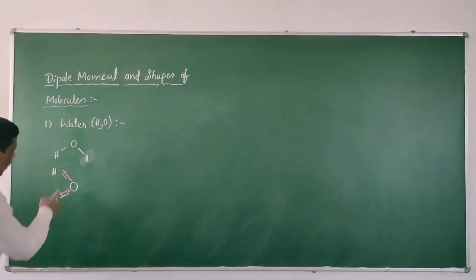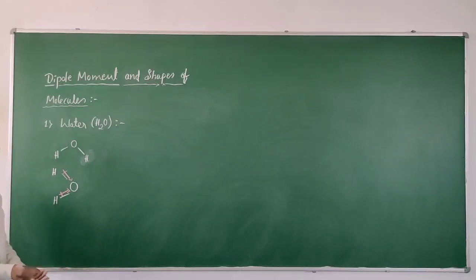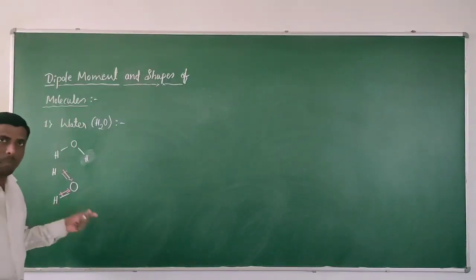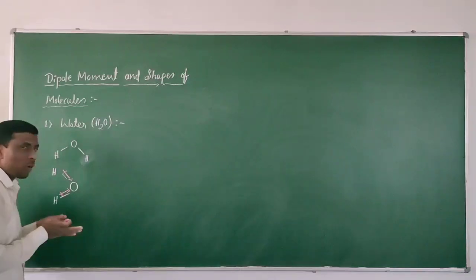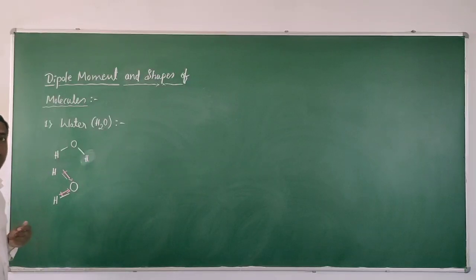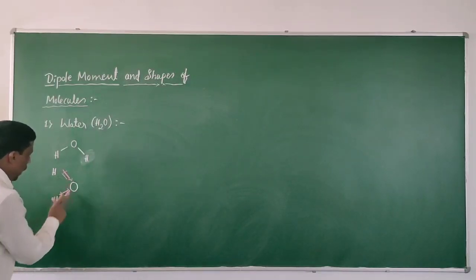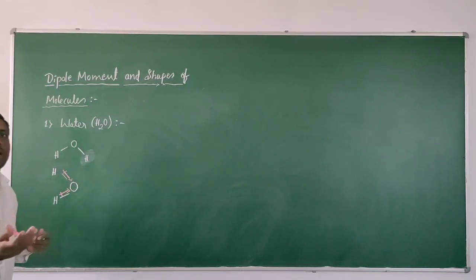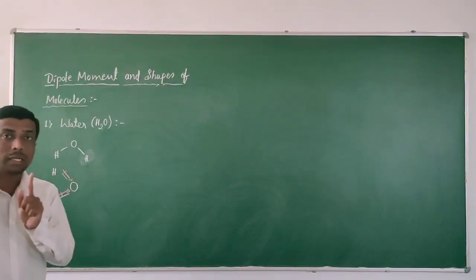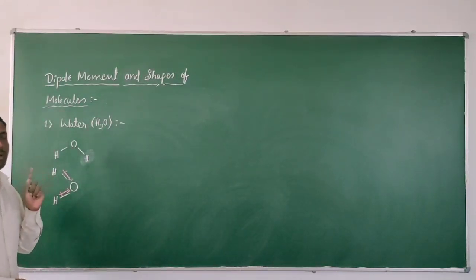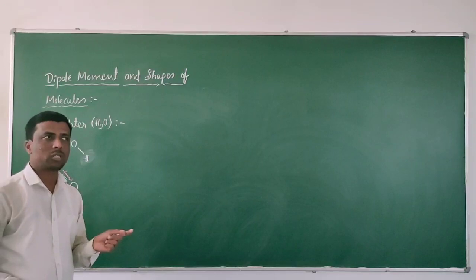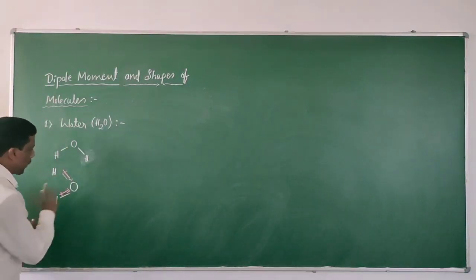Okay, here 2 dipole moments are there, meaning 2 bonds are there. To get the resultant dipole moment, net dipole moment, total dipole moment, we have to add the dipole moments of these 2 bonds. You know, dipole moment is a vector quantity, which has direction as well as magnitude. You will learn vector quantity in detail in physics also.